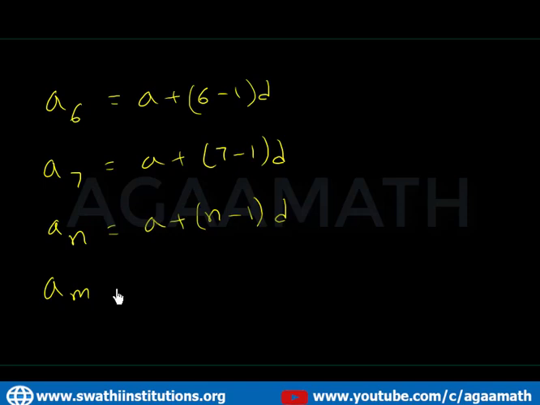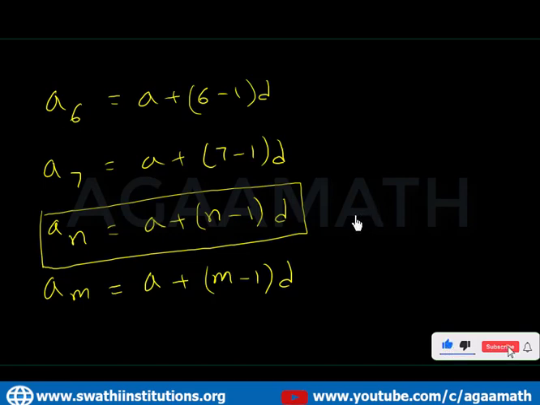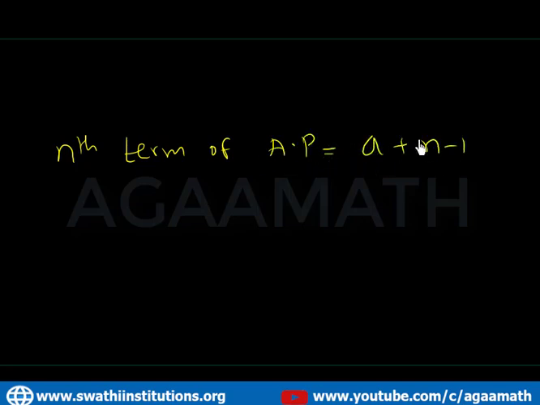So if I would like to find the mth term, it is A plus m minus 1 of D. This is very simple. In general, in terms of n, we write that A plus n minus 1 of D is the nth term of the AP. So whenever they ask you to write the nth term of an arithmetic progression, AP, it is A plus n minus 1 of D.